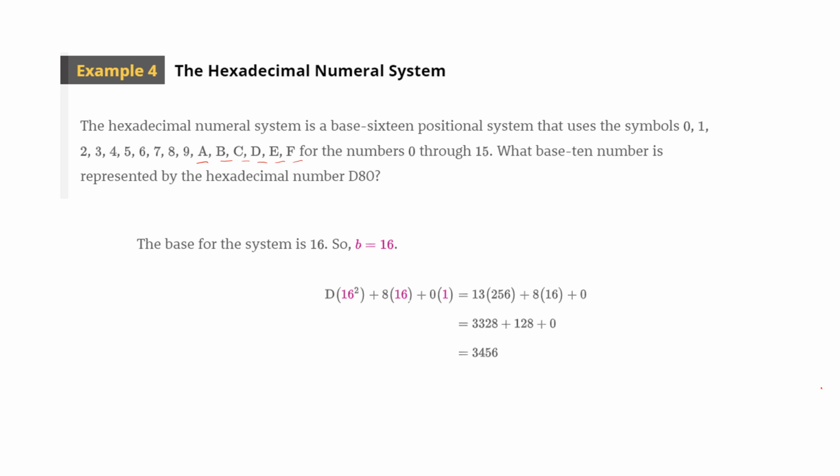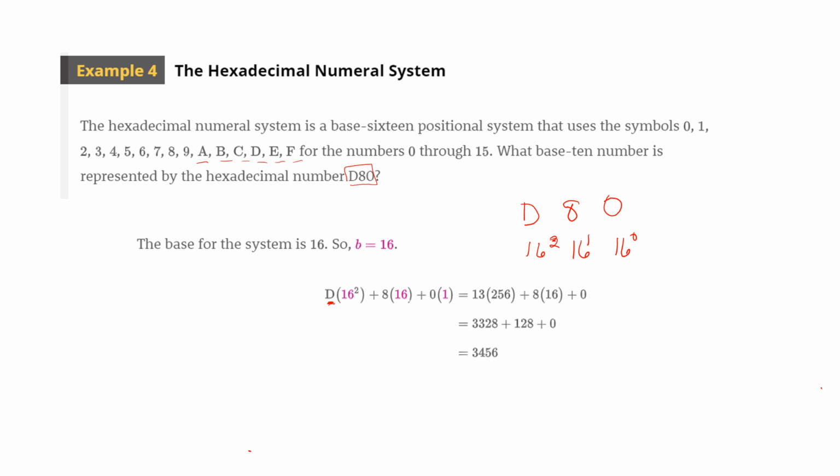So if I wanted to look at this number, D80, okay, the 0 is in the 1's place, it's 16 to the 0 power. Then I have 8 in the 16 to the 1st power, and I have a D. So D corresponds to 16 to the 2 power. Now D, in our base 10 system, if I count up, I go 0 through 9, 10, 11, 12, 13. So D represents 13 in a base 10 system.